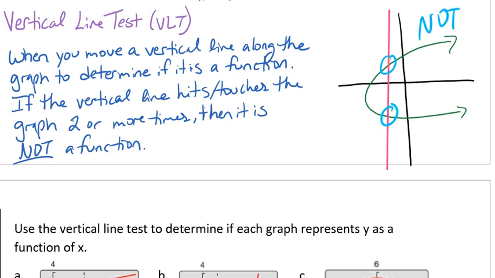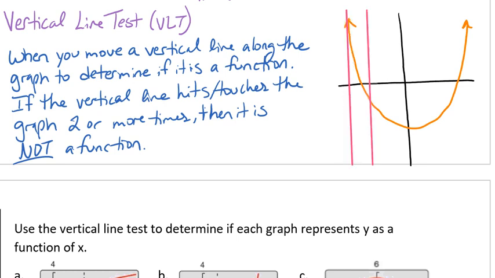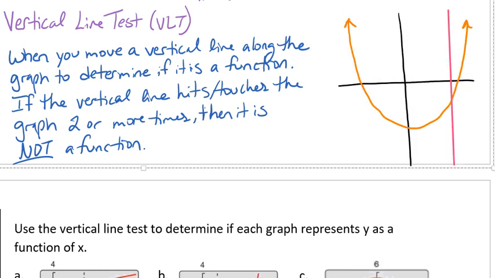But if we had a different function, a different equation, maybe something that looked like this, we could go ahead with our line. We take our vertical line, and as we move it, we see that it's only going to touch one time as we move it across. And so that would be yes, that's a function. So it's a pretty easy test to administer. So we're going to go ahead and do some examples and practice administering this vertical line test.